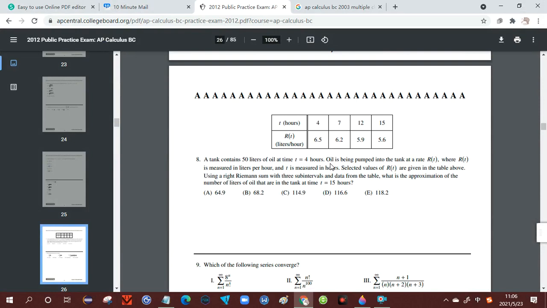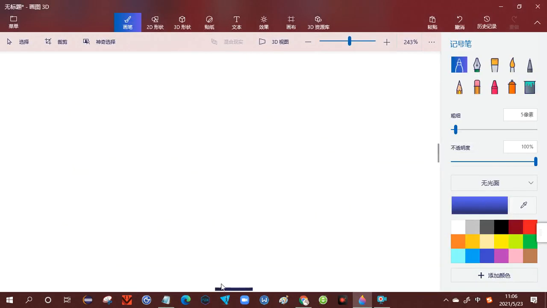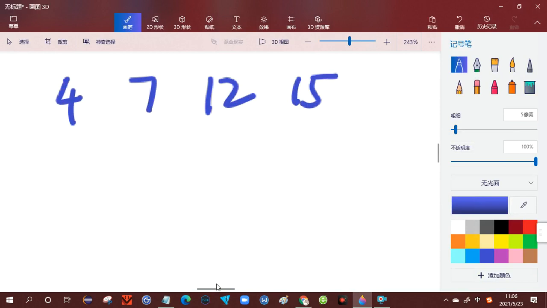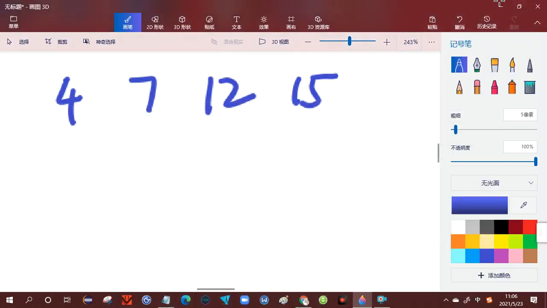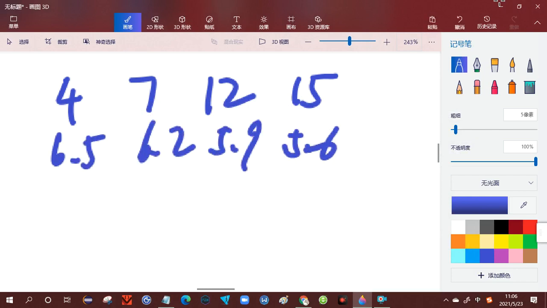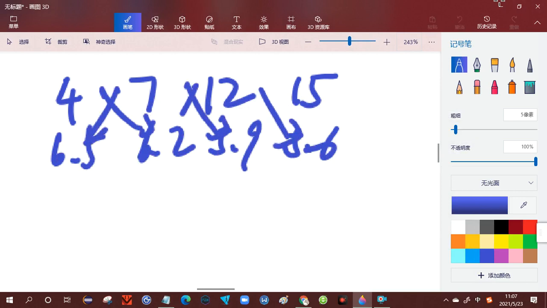Now let's look at problem 8. Problem 8 involves the right Riemann sum. This problem is just straightforward, because this is how you work a right Riemann sum: 6.2, 6.5. This is how the right Riemann sum works, and this is how the left Riemann sum works.